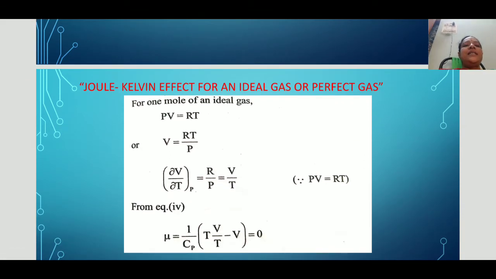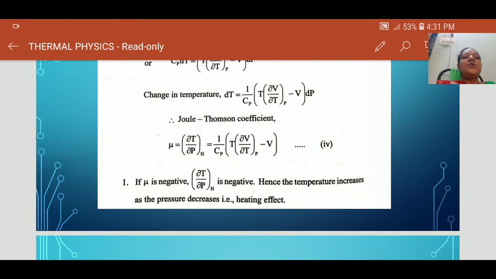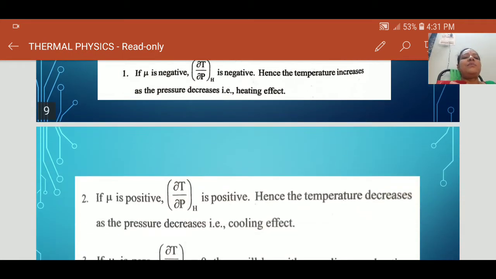Similarly, let us calculate this Joule Kelvin effect in case of ideal gas. When the ideal gas is allowed to pass through the porous plug, what happens? Whether the ideal gas heats up or it cools, let us check. What is the ideal gas equation? The ideal gas equation can be written as PV is equal to RT. What we need from this equation? Our JK effect equation depends upon dou V by dou T at constant P. We just have to calculate dou V by dou T at constant P from this equation.